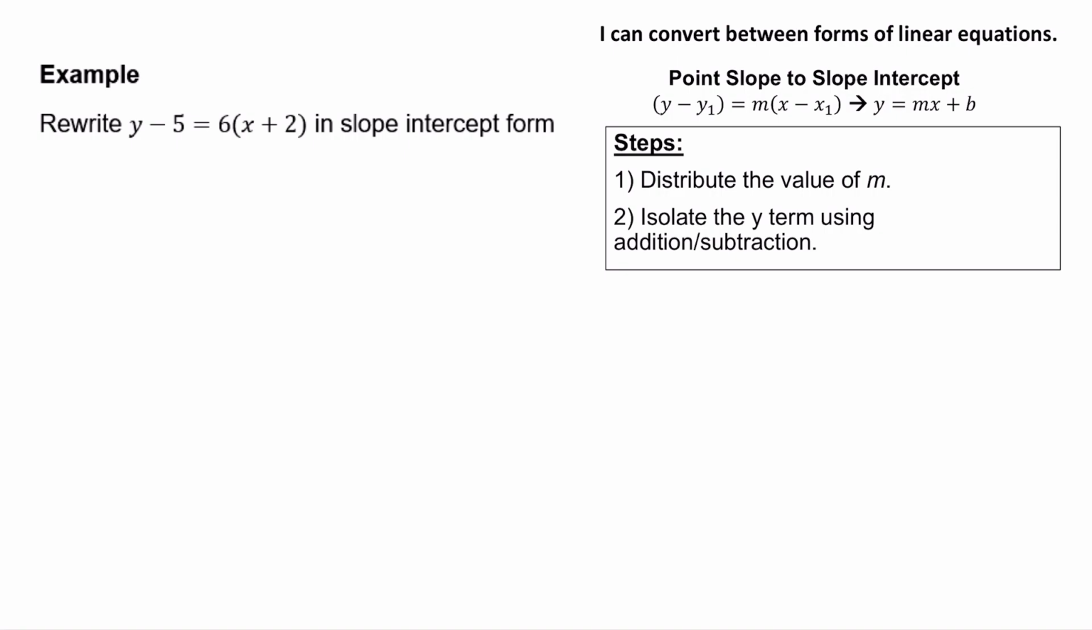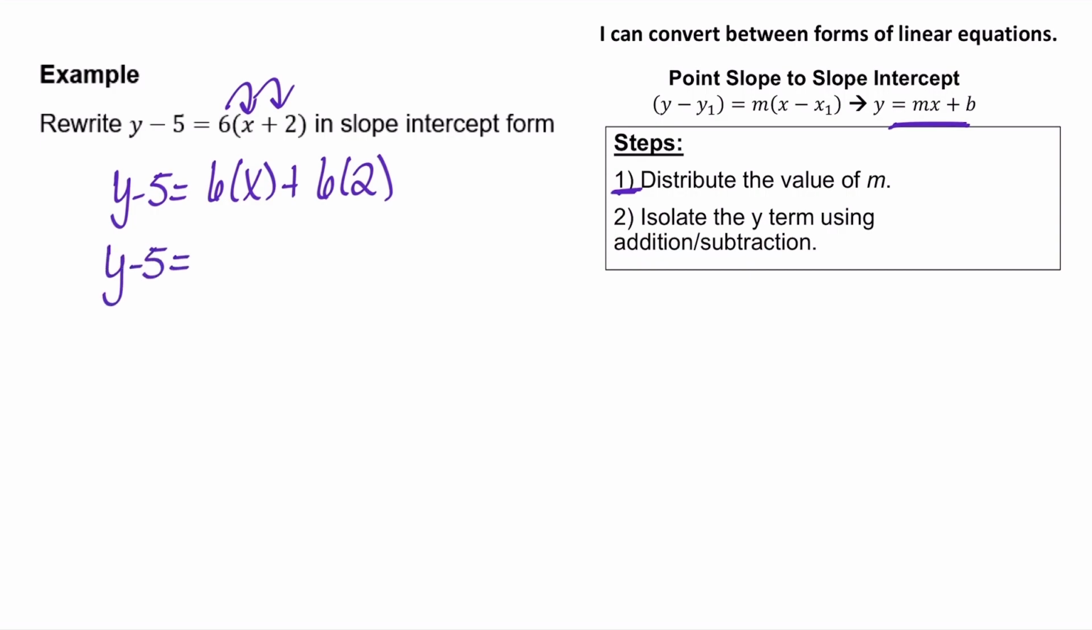Now let's rewrite y minus 5 equals 6 times x plus 2 in slope-intercept form. We're always going to start off by distributing because there are no parentheses in slope-intercept form. So we need to distribute the 6. So we get y minus 5 equals 6 times x plus 6 times 2. When we simplify this, we get y minus 5 equals 6 times x, which is 6x, plus 6 times 2, which is 12.